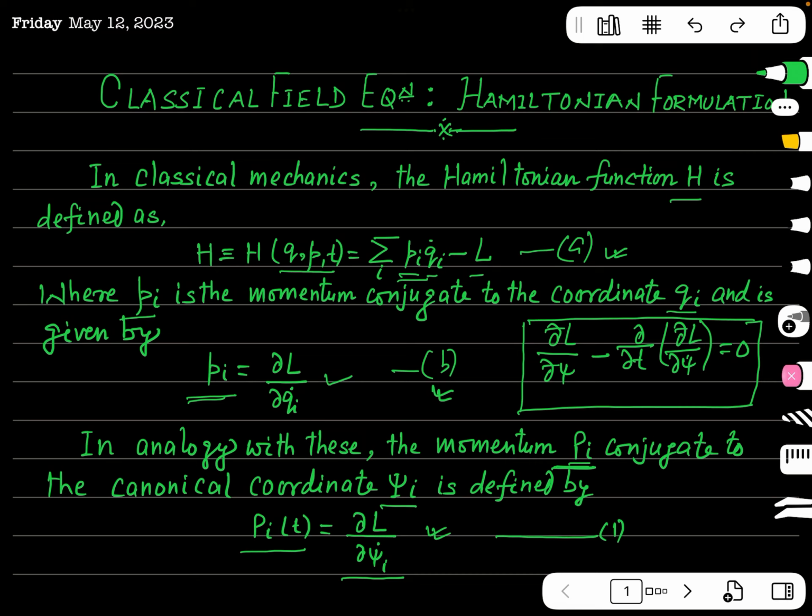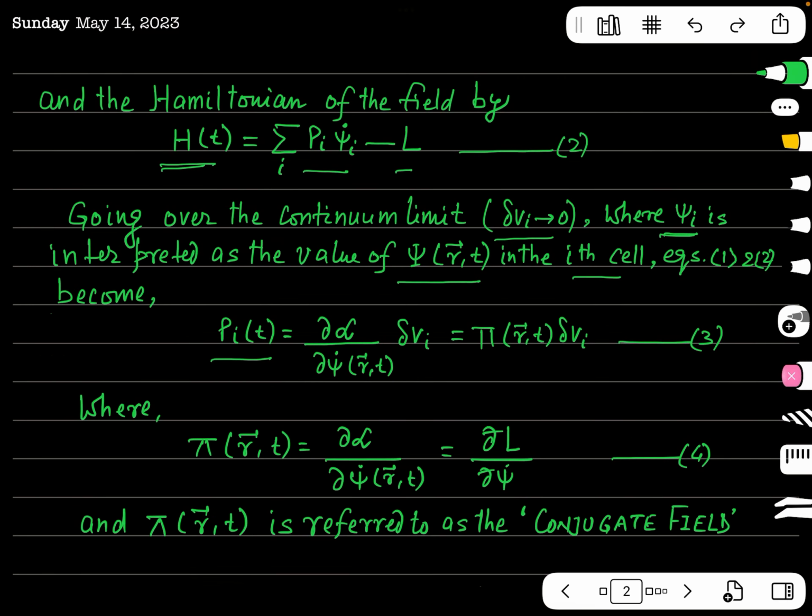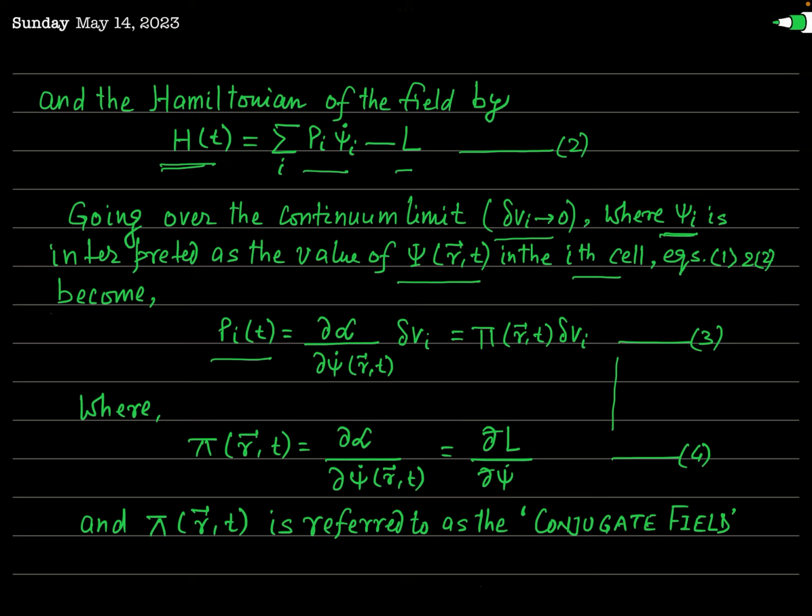Pi of t is equal to del L by del psi i dot, and here L is the Lagrangian. Now, if you want to define the Lagrangian function in terms of Lagrangian density, how can you define it? Consider that the volume of the ith cell is delta Vi, and the Lagrangian density there is this curly L. So this curly L times delta Vi will be the value of the Lagrangian in the volume delta Vi.